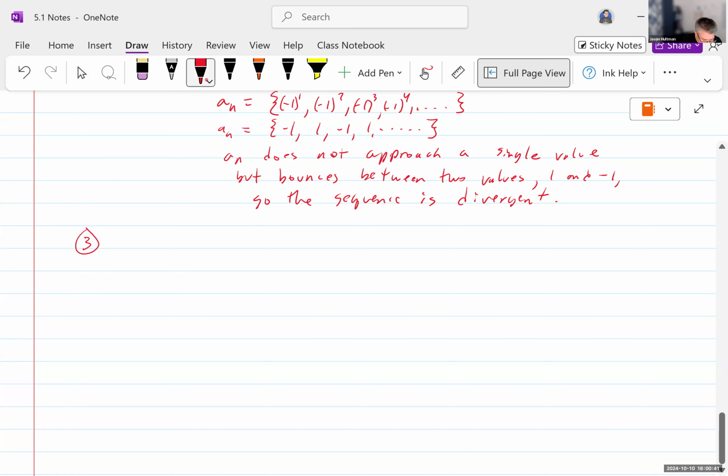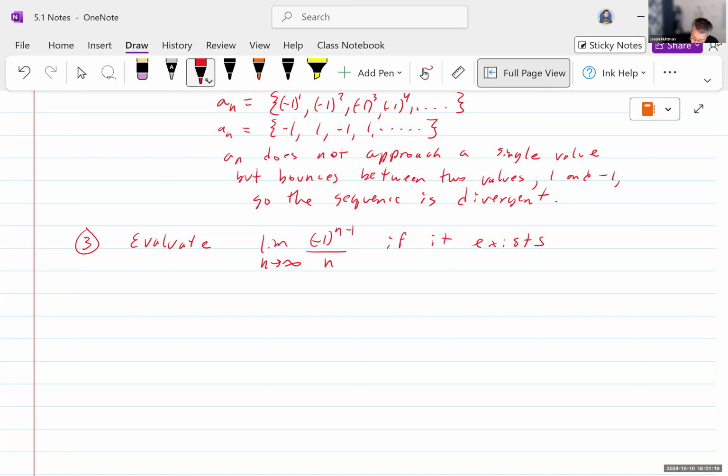Okay, number 3. Evaluate the limit as n goes to infinity of -1 to the n minus 1, all over n, if it exists. Okay, let's evaluate this limit. Find out what's the limit of this sequence. This is an alternating sequence.